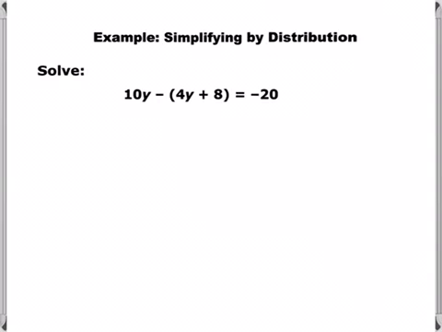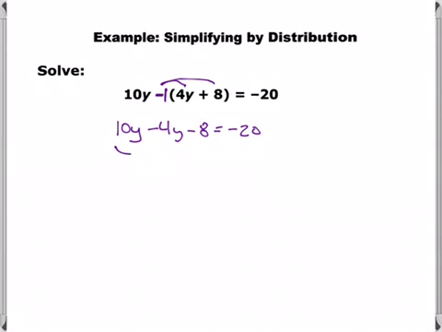In the next example, we have 10y minus 4y plus 8 equals negative 20. Once again, we have parentheses, but this time seeing the distributive property, it works a little trickier. This minus here is actually minus a 1, or in this case, negative 1. And we're going to distribute this negative 1 throughout the parentheses. So we're distributing the negative to everything inside. So this gives us 10y minus 4y minus 8 equals negative 20.